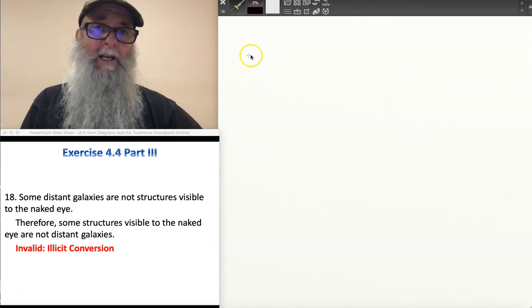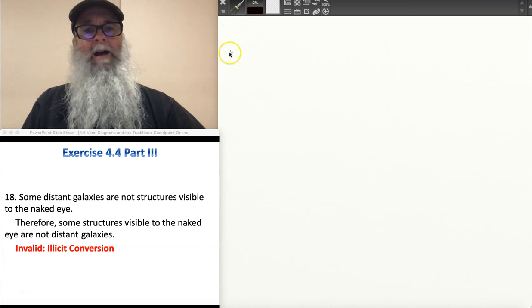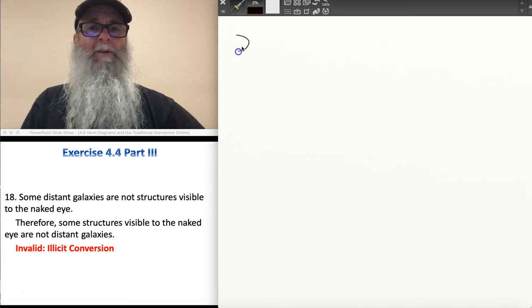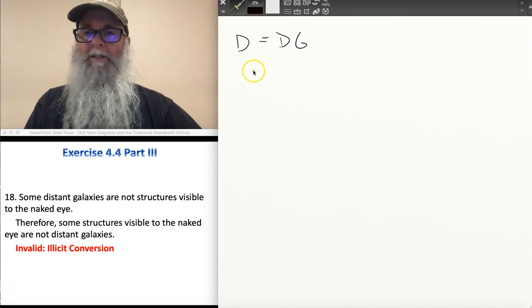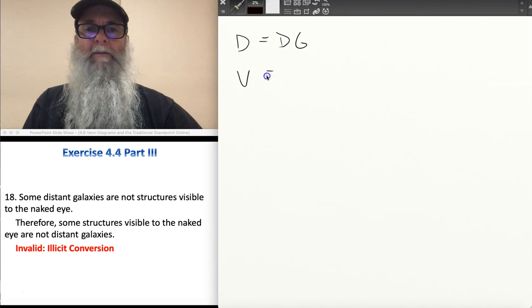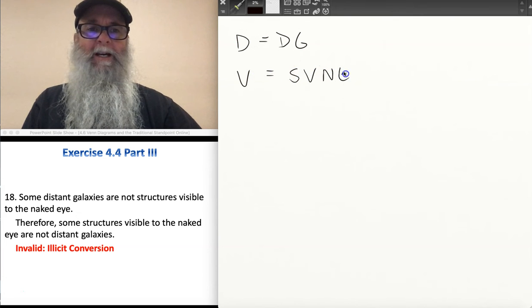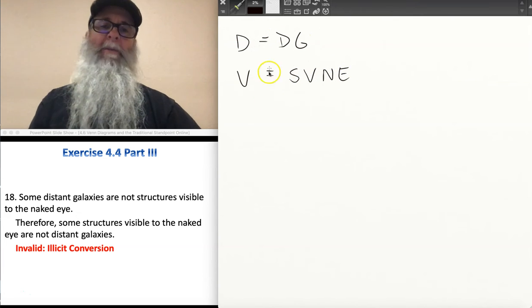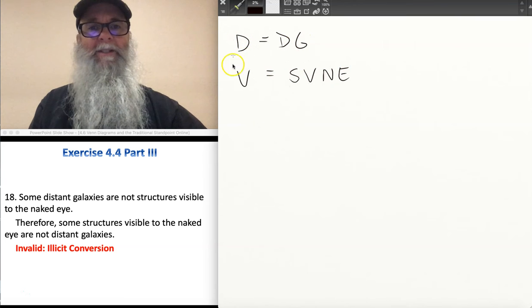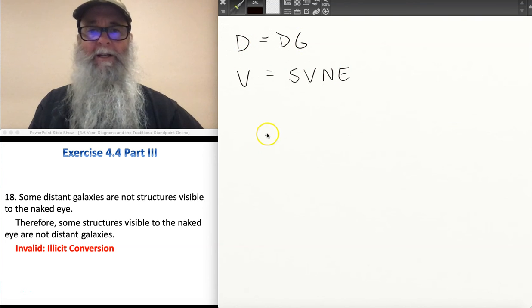Now I identify my categories of countable things. I'm going to say D stands for distant galaxies, and let's do V. V stands for structures visible to the naked eye. Okay, so I make this little note to myself just so I can remember what my specific letters are referring to, and then I just go ahead and start to translate.